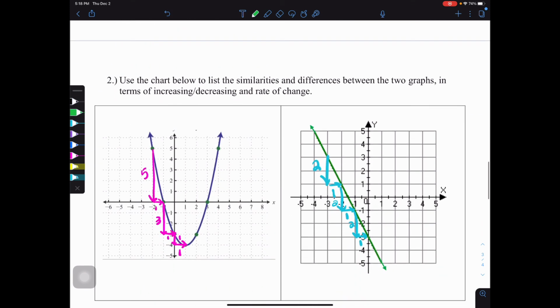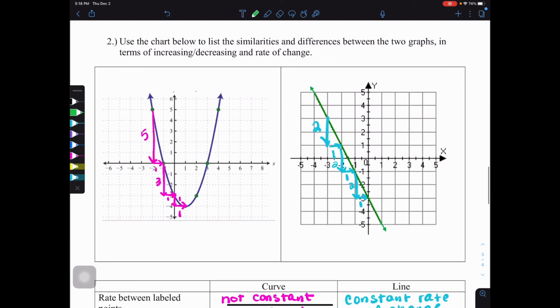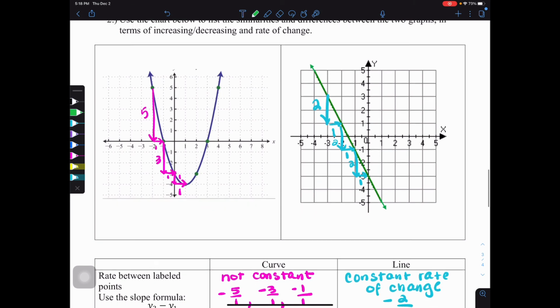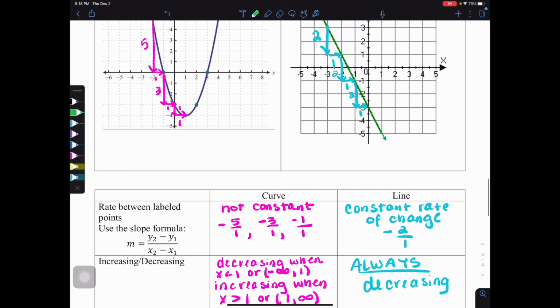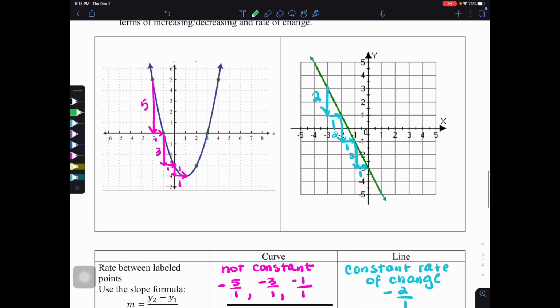When we look at question 2, it says use the chart below to list the similarities and differences between the 2 graphs in terms of increasing, decreasing, and rate of change. So first, we have to find the rate of change between points. You can use the slope formula to do that, but also since we are working with graphs, you can use rise over run. So you can see I diagrammed my slope or my rate of change on each of these.